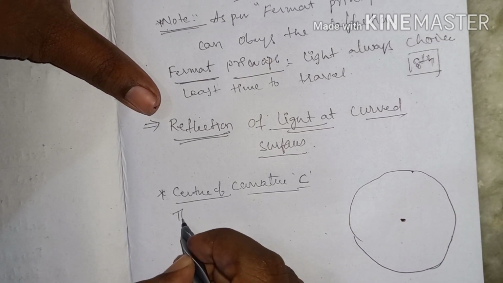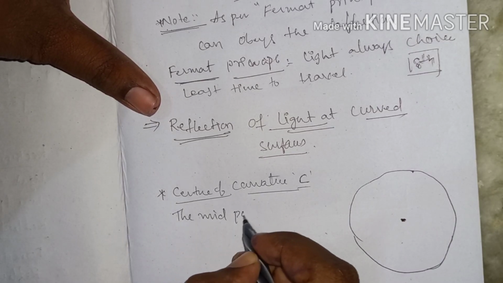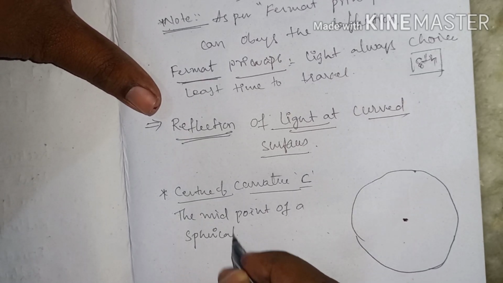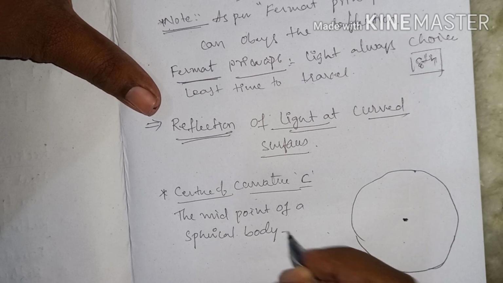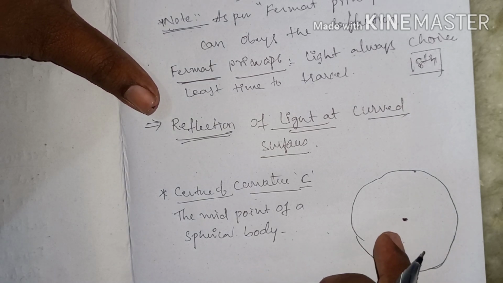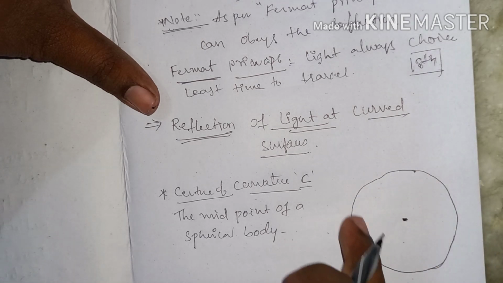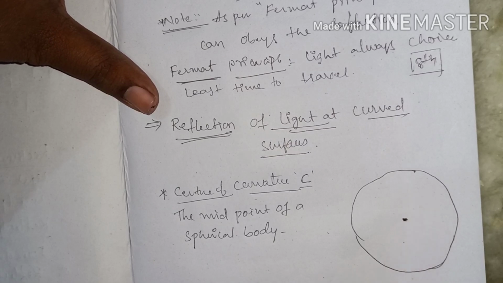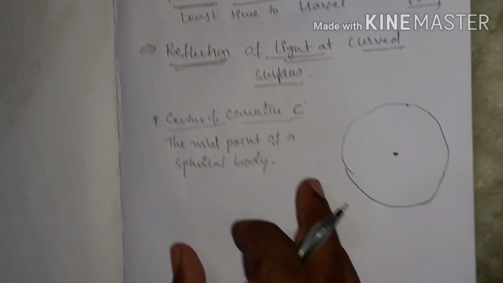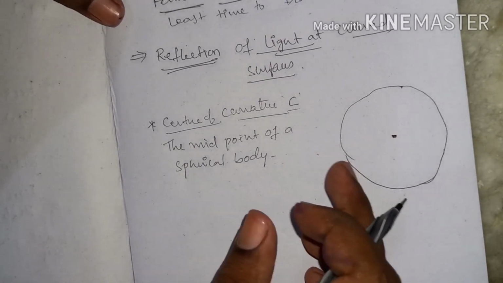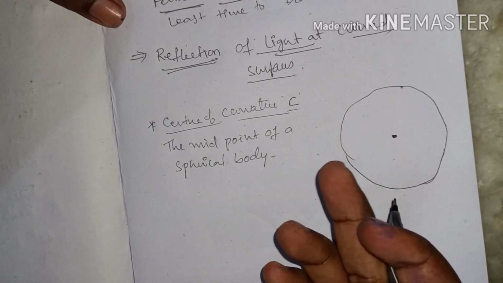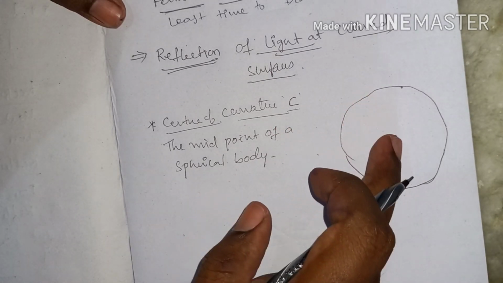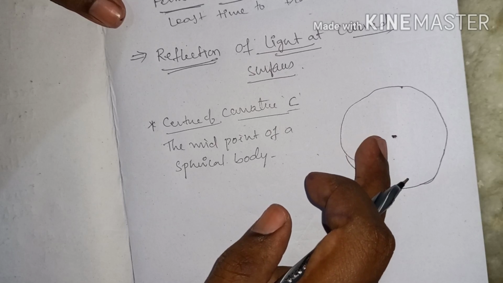What is that? The midpoint of a spherical body we call the center of curvature, or you can say the geometrical center of a spherical body we call the center of curvature. Later you can study the center of curvature in terms of normals also. In terms of normals, where all the normals meet at a point, we call that the center of curvature.